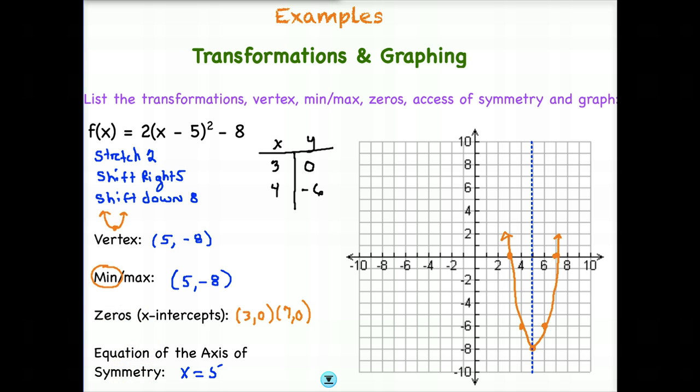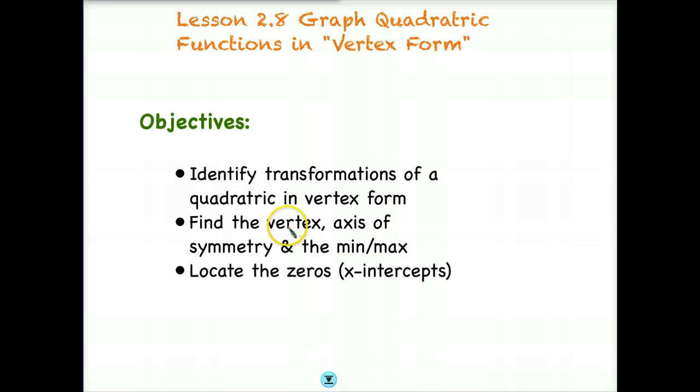Those are all of our examples. So I gave you some extra examples that you may need to go through right in your notes in order to help you. Okay, but if you think about what you learned today, you can now identify transformations of a quadratic function when it's in vertex form. That's what we call it because you can pick out the vertex. You can find the vertex, the axis of symmetry, as well as the minimum and maximum. And you are also able to roughly locate the zeros or the x-intercepts based on the graph.